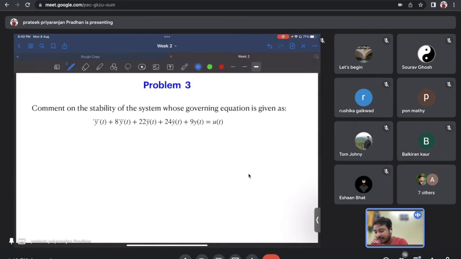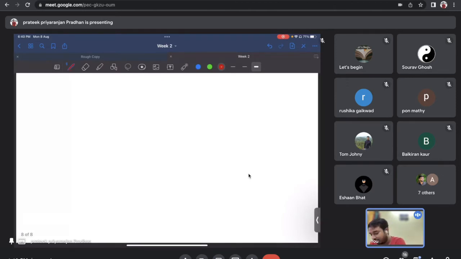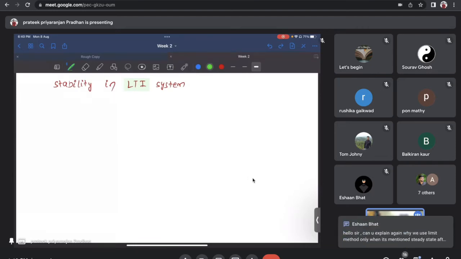So before solving this problem, I would like to brief you about what stability is in an LTI system. These stabilities are no more valid for a non-linear system or time-varying system. So this term, LTI system, is very important. You must mention it, like the whole control system syllabus you will be learning in this course.